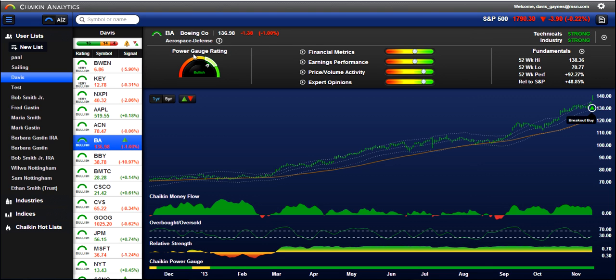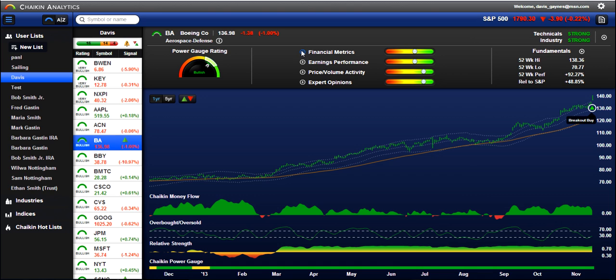Every stock is rated somewhere between very bullish, neutral, bearish, and very bearish. Every stock of all 5,000 we cover has one of those 5 ratings. They're built on a multi-factor model based on 4 groups of factors: financial metrics, earnings performance, price volume or technicals, and expert opinions, what we would call our secret sauce as part of the model.